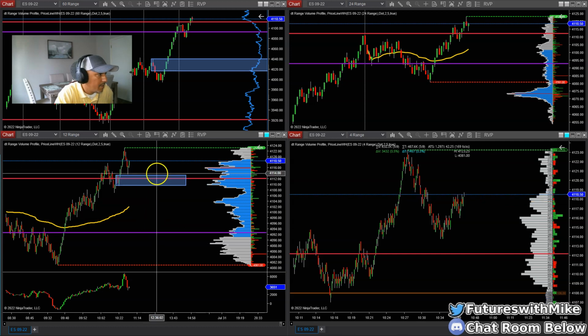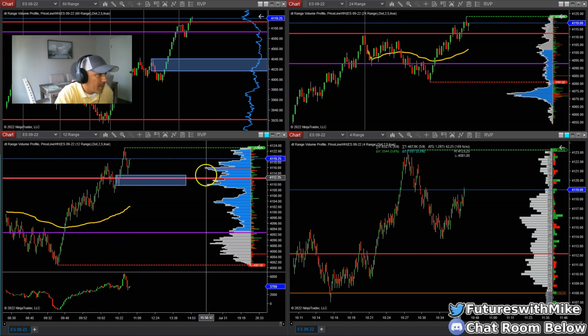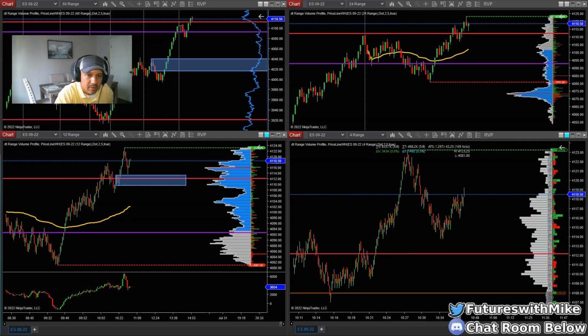There we go. Okay. Finally got filled there. We're back up here, so I'm gonna stand down because we are back up to the top right here almost, and we're at the upper portion of this high volume area. So I'm just scalping, quick scalps right now. So that was 6 ticks right there.